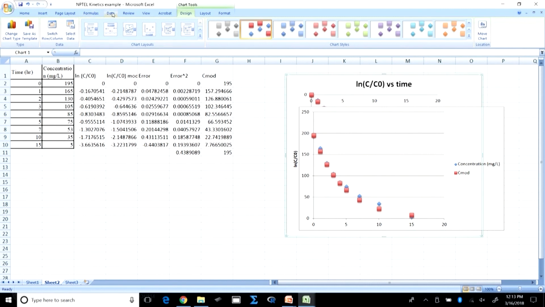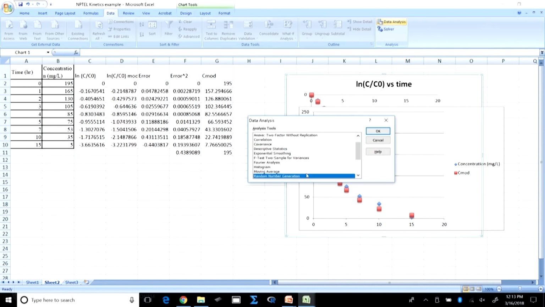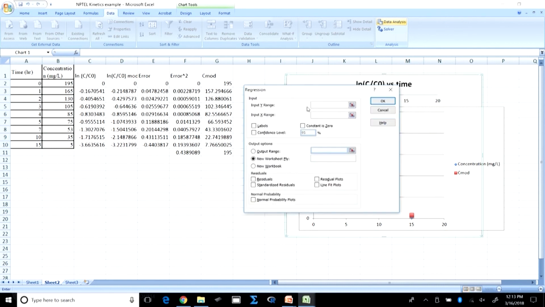So I am going to go to Data and Data Analysis, and I will need to go to Regression, okay. So the input y range, I think here we were trying to look at the natural logarithm of CT by C naught, and the time, I guess, right. And here again I can input the relevant values and then calculate, based on regression, the relevant aspects here again, right. So let us try to get that done.